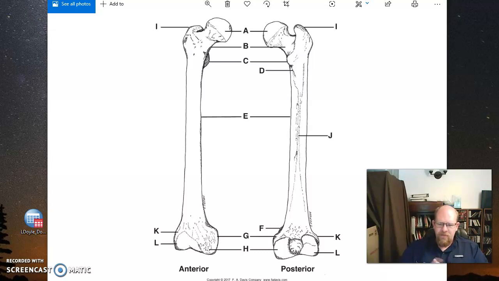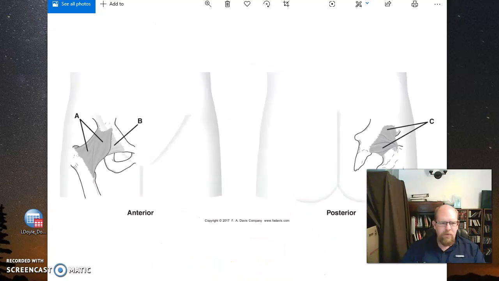Now, if we look at our ligaments, we have iliofemoral, pubofemoral, ischiofemoral, ligamentum teres, capitis, inguinal ligament, and IT band. So, looking at this image, A is the iliofemoral ligament, and the function of the iliofemoral ligament is to support the anterior portion of the capsule.